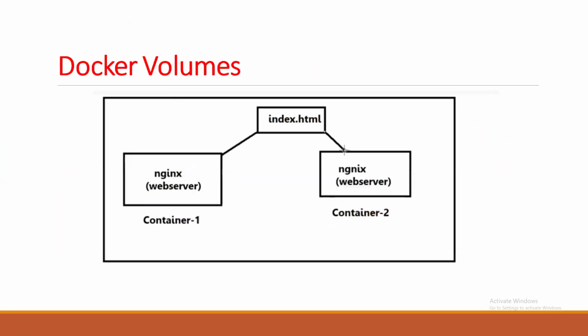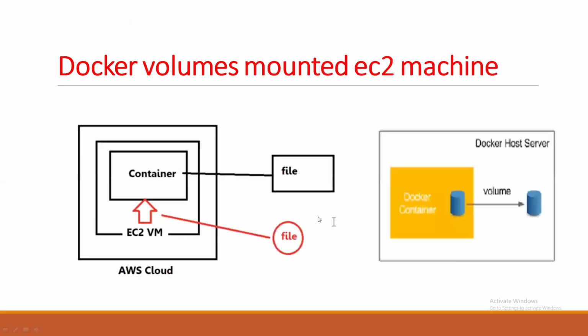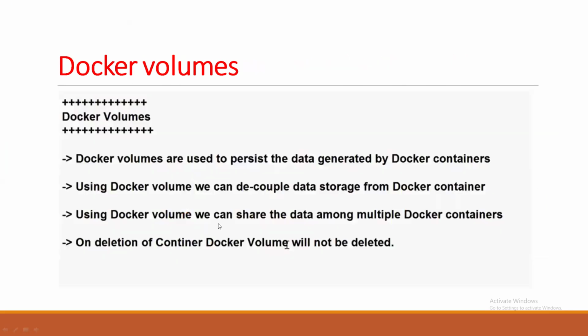Something like this: you have two Nginx servers behind a load balancer, and I want to share the same index.html with both. How can you do it? Docker volumes mounted to the EC2 instance. For example, this is our container and this is our EC2 instance. The file is on the EC2 instance, and the container connects to it. I will show you, guys.